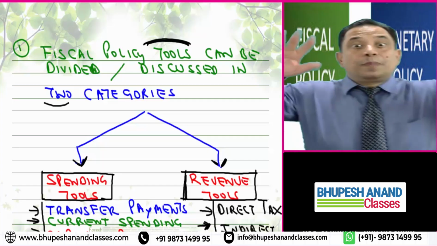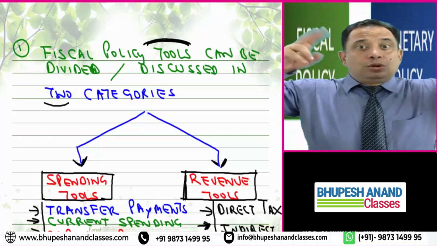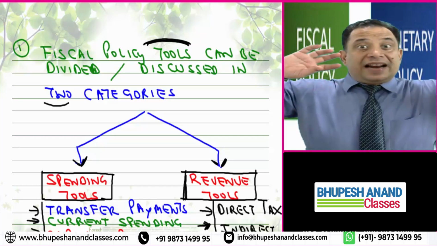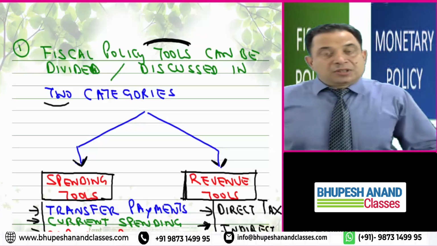So there are two tools, in a broad category. Fiscal policy has two tools. One is expenditure tools and the second is income tools. One is spending tools and the second is income tools. So please write down the first point.